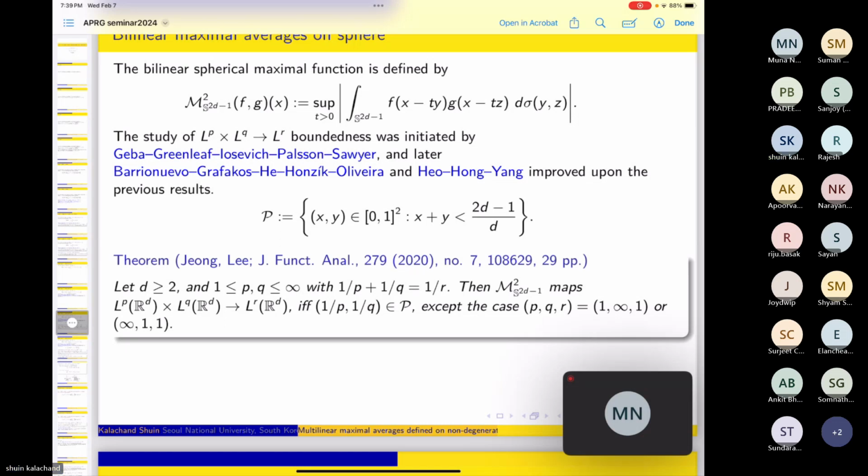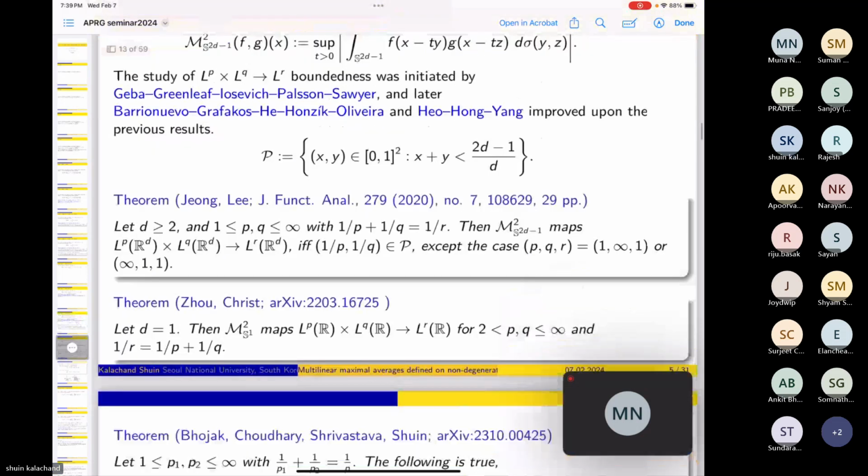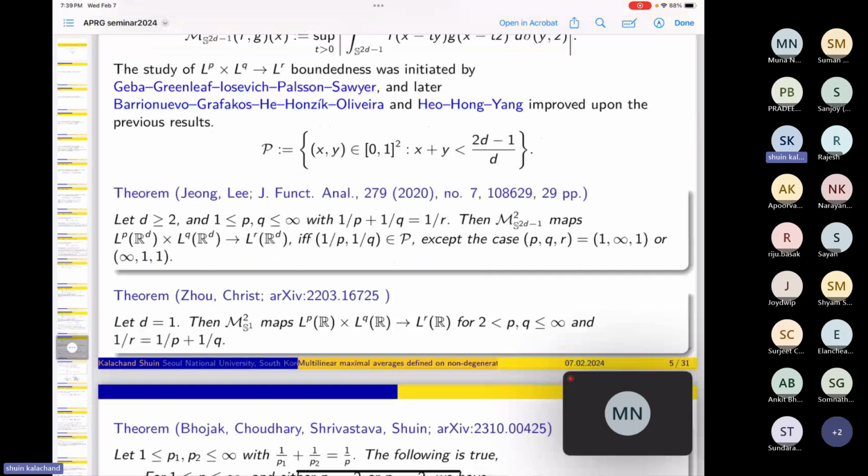So in dimension 1, very recently in 2022, Zhu and Michael Christ proved this estimate: the bilinear circular maximal function maps L^p times L^q to L^r for p, q strictly bigger than 2 and satisfying the Holder relation. And in a different paper, Dosidis and Ramos proved that if you take either p equals 2 or q equals 2 or both, then the strong type estimate cannot hold.